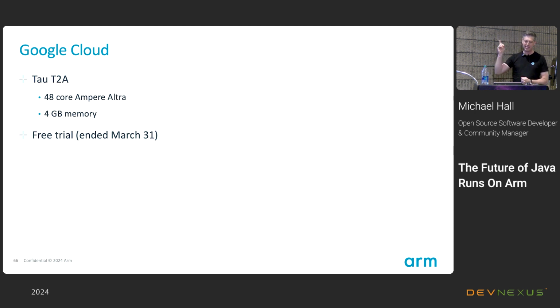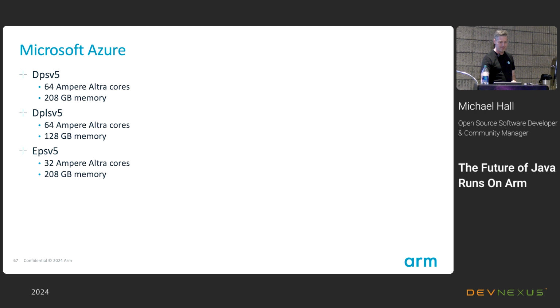But you can use this instance type to get the Ampere chips, up to 48 cores and 4 gigabytes of memory. They had been running a free trial to get people using these instance types. It just ended at the end of March. So I'm on their case to try and get them to renew that program and make that available. So keep an eye out. Hopefully they will do that again.